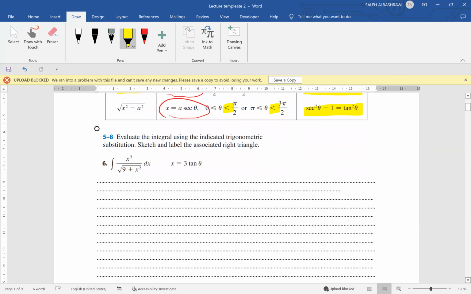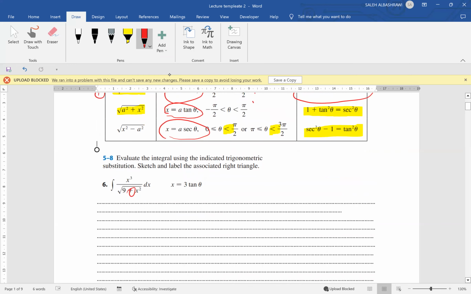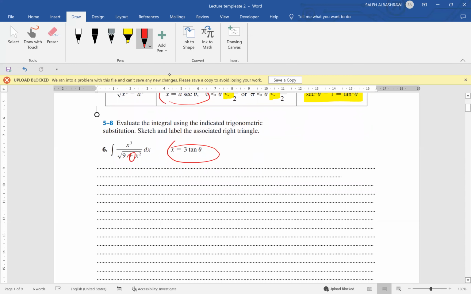Let's apply this in the coming examples. Let's evaluate the integral using the indicated trigonometric substitution. We need to evaluate the integral of x to the power 3 divided by the square root of 9 plus x squared. It is the second case. Given that, we need to use x equals 3 tan theta. It's already given.